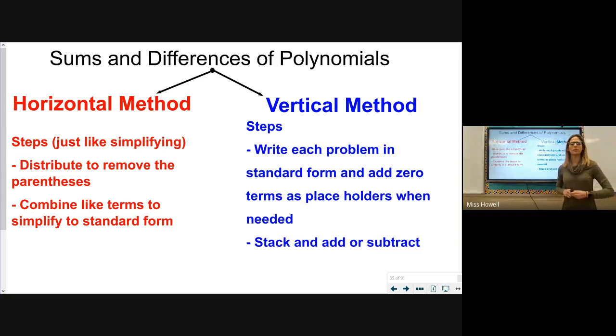The reason why we're starting with our horizontal method is it's identical to our simplifying variable expressions method, where all I have to do is distribute and combine my like terms. Now, the only catch here is when I go to combine my like terms, I need to think about standard form order, so be careful.